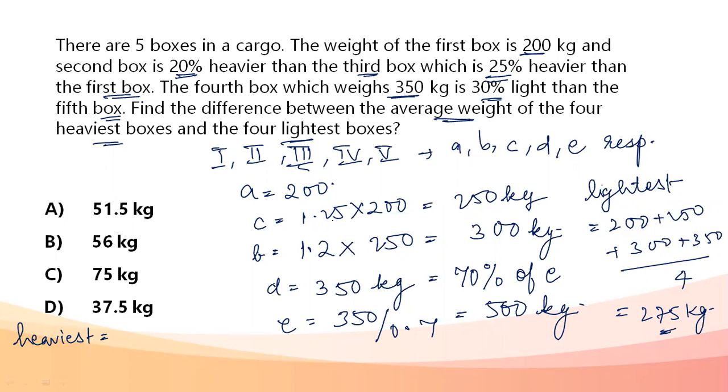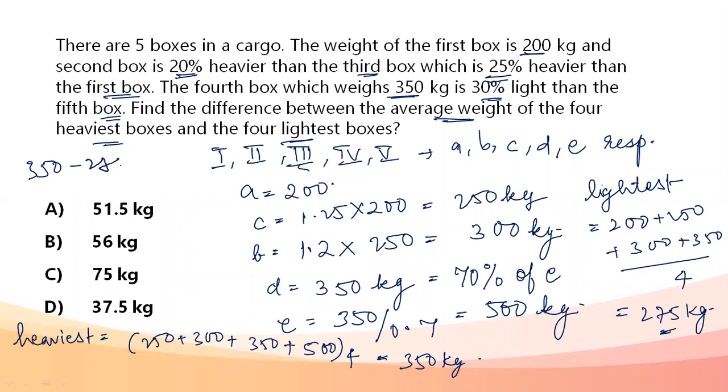Heaviest means I'll have to exclude 200 now. So this becomes 250 plus 300 plus 350 plus 500 divided by 4. When we do this, it comes out to be 350 kg. So I need this difference of 350 minus 275. When you do this, it comes out to be 75 kg. My answer is option C.